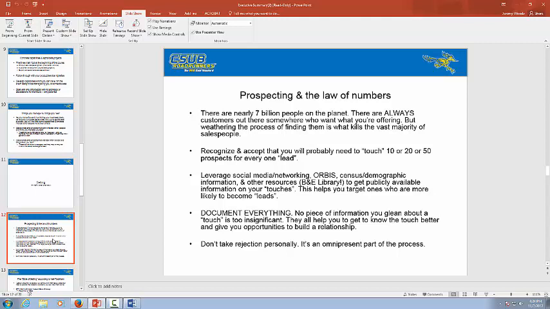You want to leverage social media and networking. Orbis is a database which the University of Cincinnati used to have. I haven't updated that for this. You can get it at a public library too, though. It's a really nice database for finding information on private companies. Census and demographic information, the Walter Stern Library. There's a lot of places you can go to get publicly available information on leads that you're reaching out to.